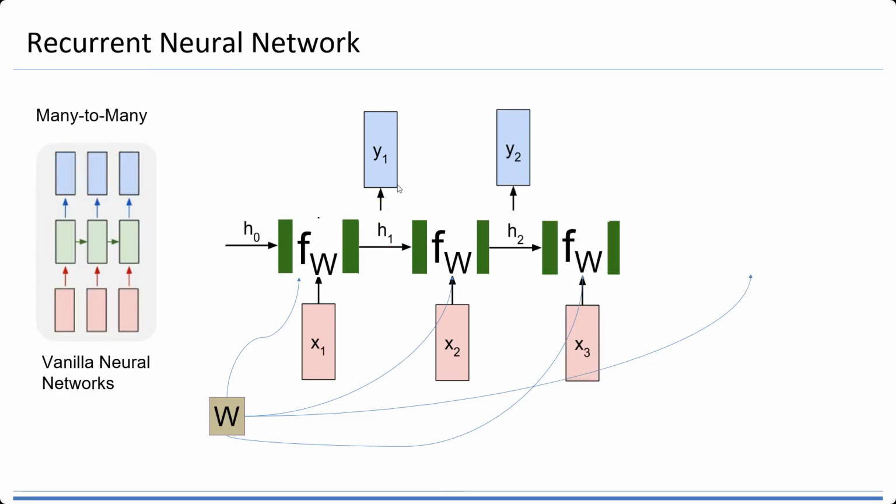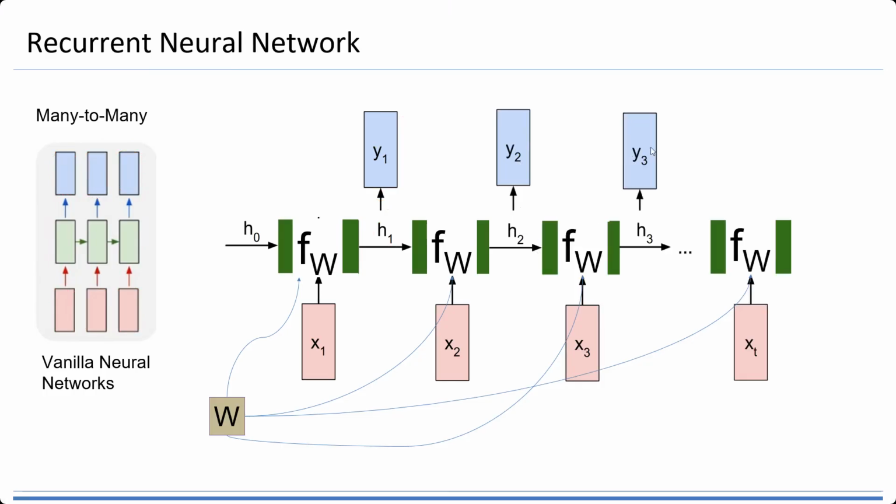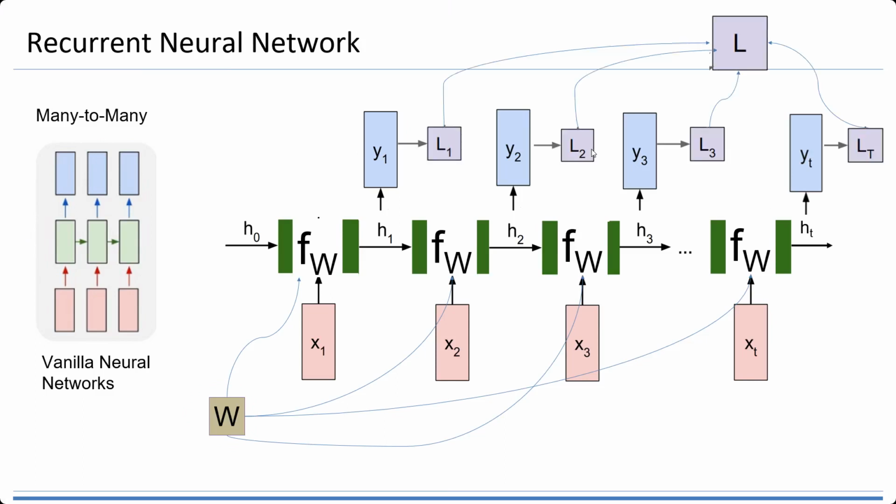So we have Y1 after we produce H1. We have Y2, the output, after we produce H2. We have Y3 after we produce H3, and so on. As you know, we just use the same way. And for this output, we may have some kind of function. Sometimes we call it the final layer or the output layer.